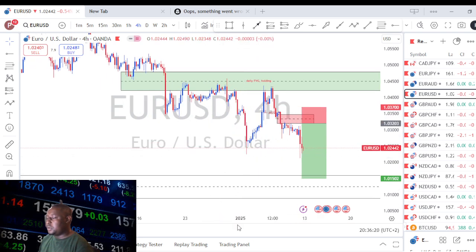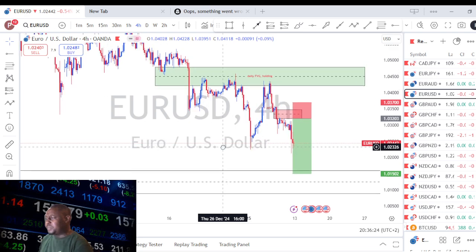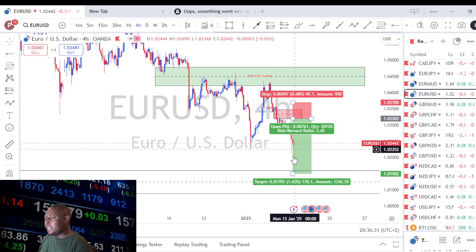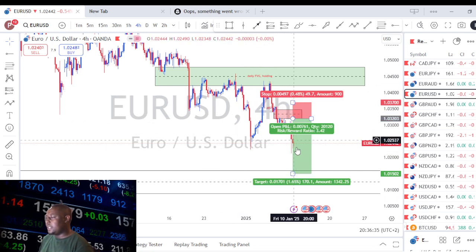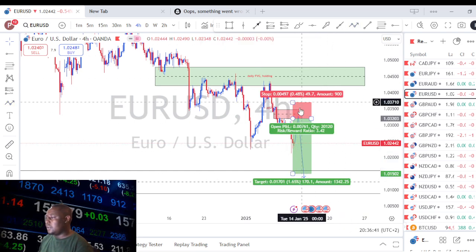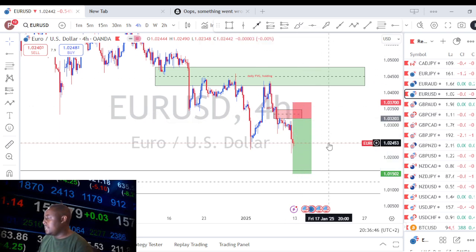So I'm looking for a continuation to the downside here, because we saw the market holding the support. We broke to the downside, came back for a retest, it rejected again, and you see a lot of bearish momentum. So it would be nice for me to get a retest to this low and continue to the downside. So I'm bearish on the Euro USD.